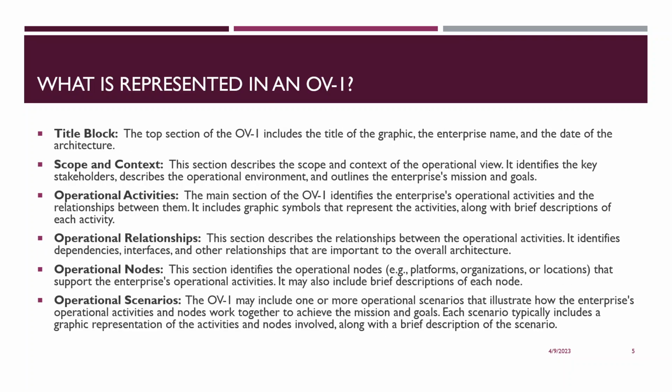Okay, so here are the things that are represented in an OV1. Typically, you've got a title block, and I've got some examples I'll show you here, but title block, scope and context, just a high level view of what the activity looks like, and any high level relationships that exist. An OV1 also should identify any high level nodes, and when we talk about nodes, we're talking about platforms, organizations, or other locations. They could be important organizational features that you want to highlight as well.